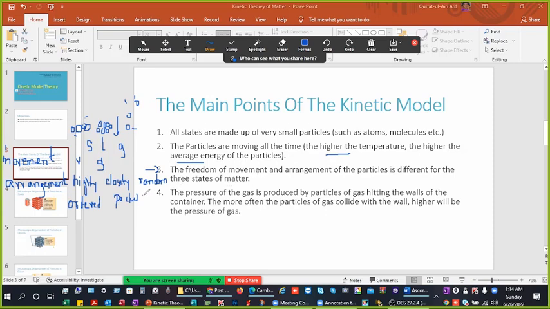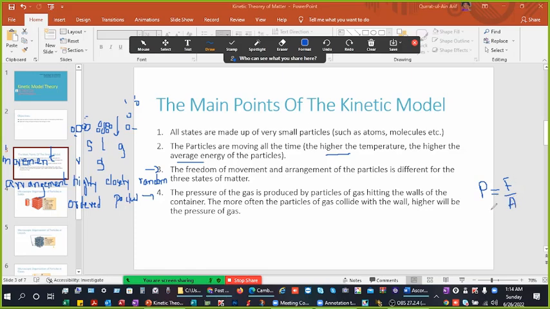Now, the next point is that the pressure of a gas is produced by particles of the gas hitting the walls of the container. We can define pressure as force per unit area, the force applied by the particles per unit area.